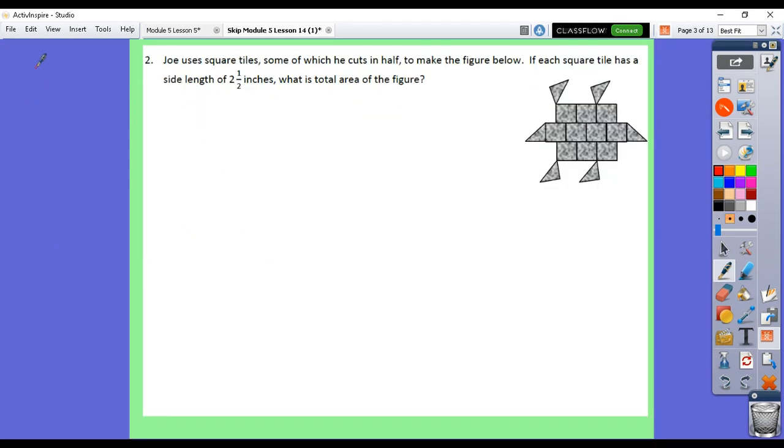For number 2, when we're identifying our part and our whole, we have Joe using square tiles. That's important. Some of which he cuts in half to make the figure below. Each square tile has a side length of 2.5 inches. What is the total area of the figure? So the question is the total area, so that's my whole. Not just the area of one of the squares.